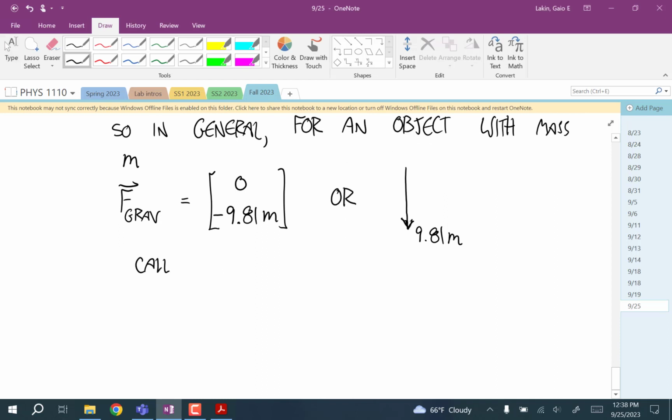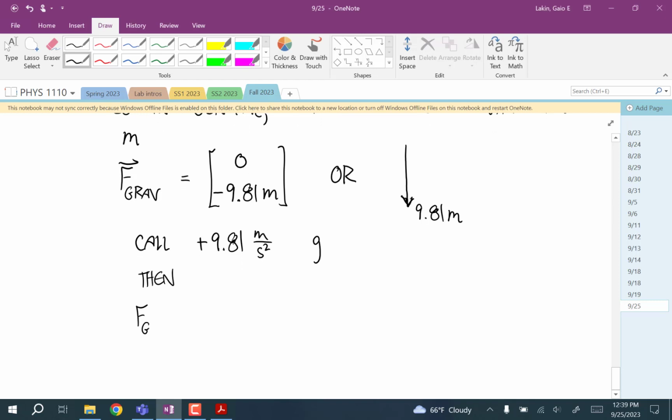Well, now if we call positive 9.81 meters per second squared the constant g, lowercase g, then the gravitational force is mg down. Okay, so the force gravity applies to a thing is proportional to the mass, and it's always pointing straight down.